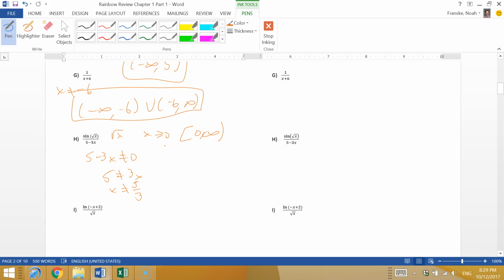Okay, so now we're going to break this up then. Because 5/3 is a positive number, I have to. If this was like x plus 7 on the bottom, I wouldn't have to worry about this, because negative 7 isn't even in the domain for root x. Okay, so we got bracket 0. We're going to stop at 5/3. Union 5/3 to infinity. Cool.